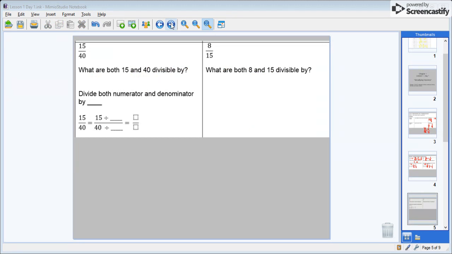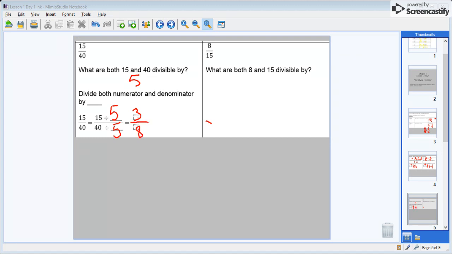15/40. So I'm thinking about my divisibility rules. What are both of these divisible by? Well, one ends in a 5, one ends in a 0, so that tells me that they're both divisible by 5. Divide both the numerator and the denominator, numerator being the top number, denominator being the bottom. Divide the top number by 5, you get 3. Divide the bottom number by 5, you get 8.